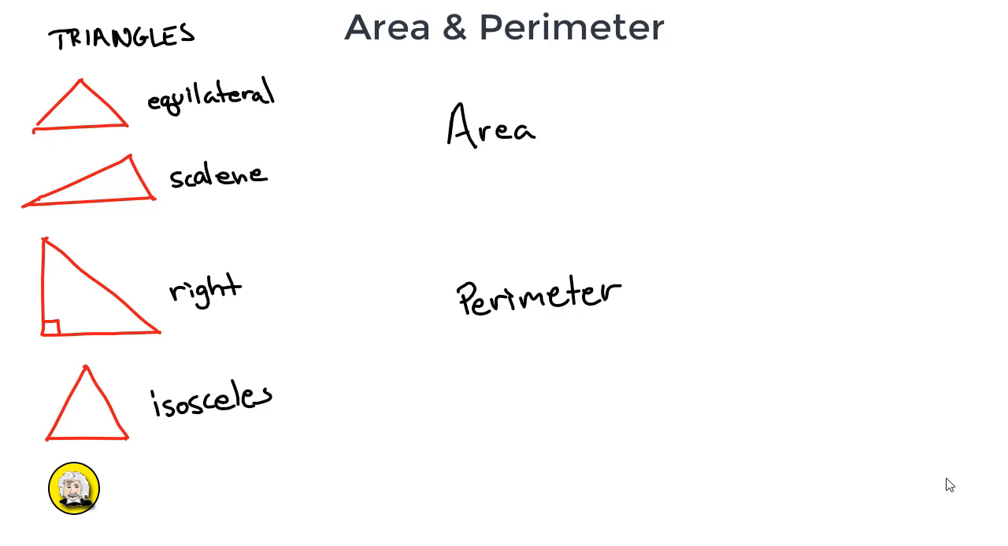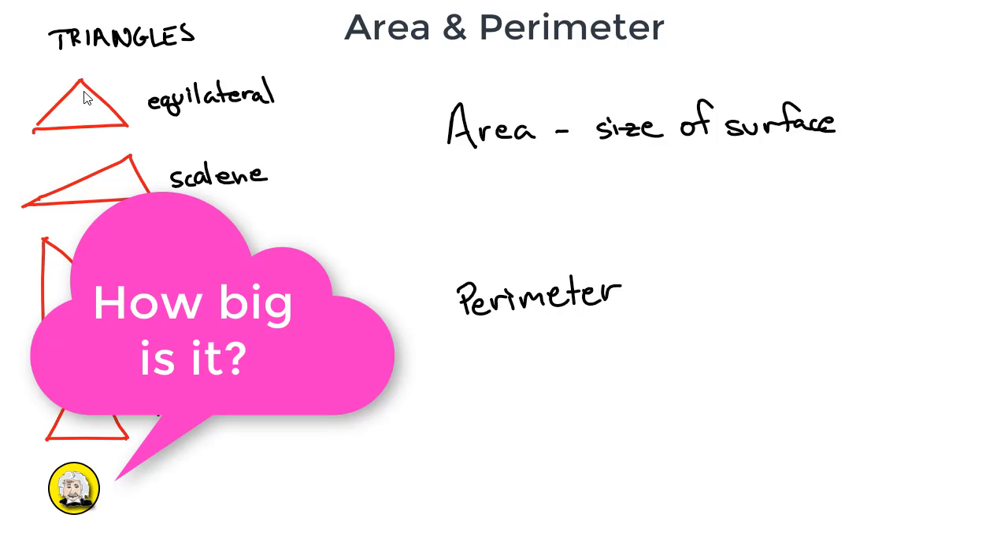What is area? Area is the measure of the size of a surface. So if I took one of the triangles and I shaded in everything in the middle, that shaded region would be essentially the measure of my area of the surface.